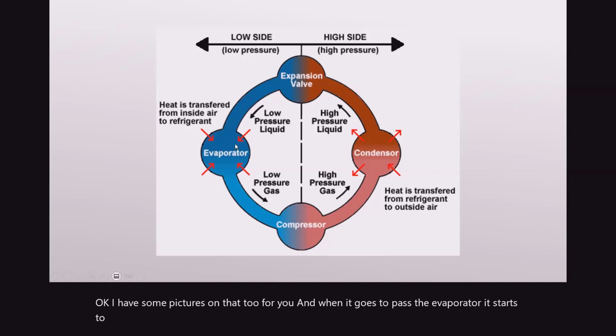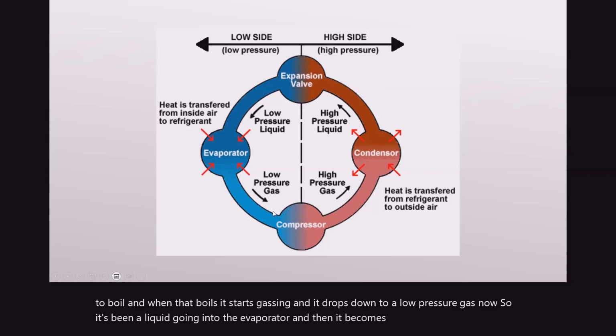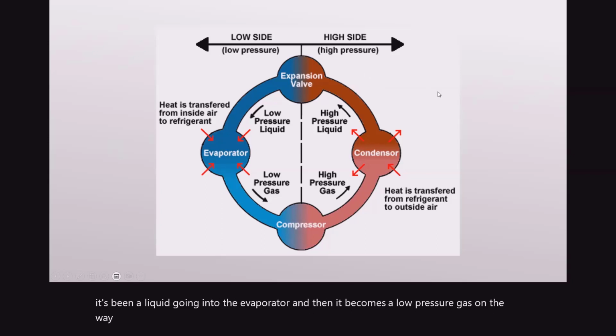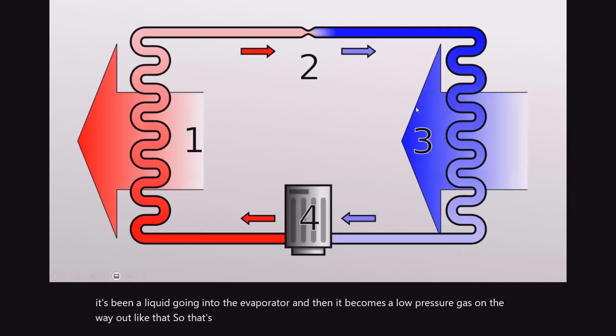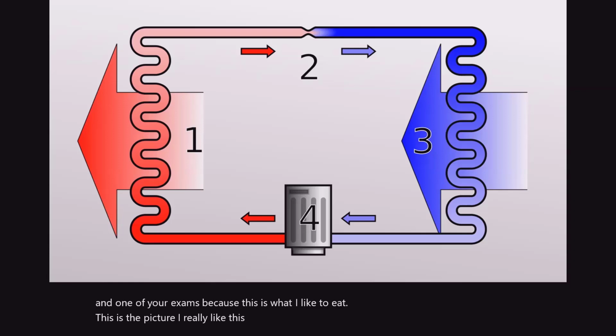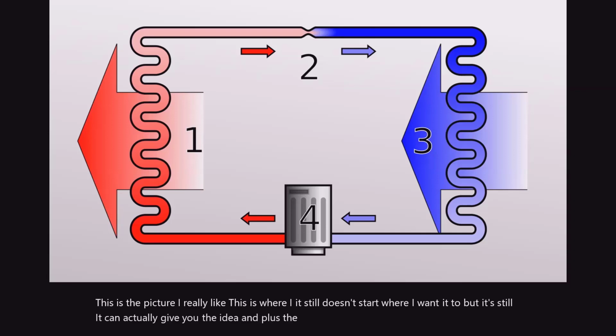And when that boils, it starts gassing and it drops down to a low pressure gas now. So it's been a liquid going into the evaporator, and then it becomes a low pressure gas on the way out like that. So that's one picture. You might see some of this picture fairly soon in one of your exams, because this is the picture I really like. It still doesn't start where I want it to, but it can actually give you the idea. And plus the colors really help me out too.